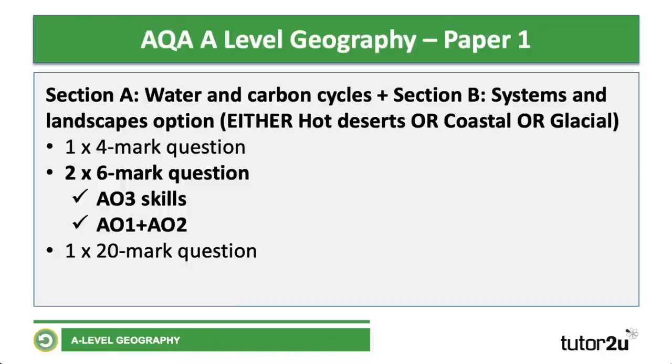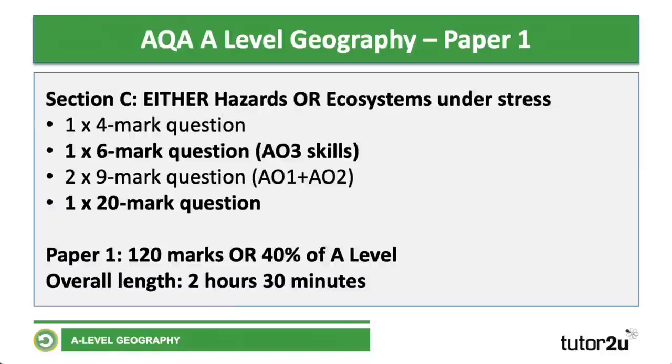But what happens after sections A and B, John? Okay, so section C, you'll be answering questions on hazards or ecosystems under stress. Just to point out that the layout of this section is slightly different. So we start with that 4-mark knowledge recall question again, explain or outline. Then you've got your skills question, which will be, as we think, analyze the data or perhaps evaluate the usefulness of some figures. And then we have 2 9-mark questions.